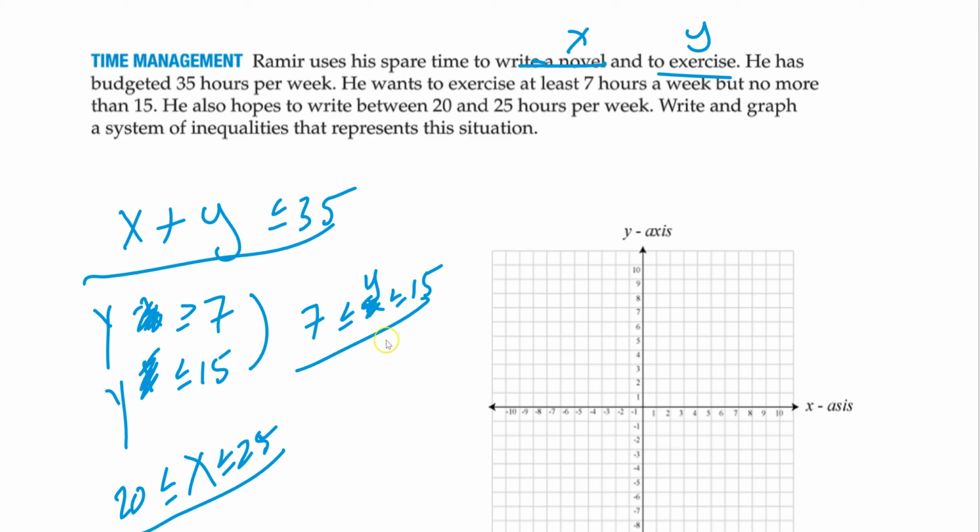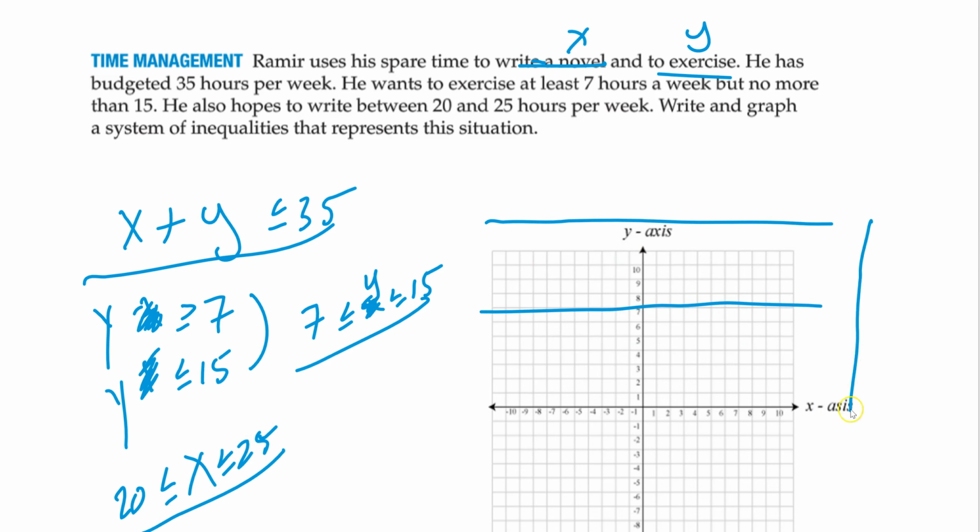I'm going to start off with these bottom two first. Those are the easier ones. So you want y to be between 7 and 15. So where y is 7, y equals 7 right here. Y equals 15. My graph doesn't go that far. Let's say up here. I'm going to be between these two, so shade them inside. X is between 20 and 25. My graph doesn't go that far, so 20 and 25 are, let's say, over here. So right now I'm in this little thing right there.